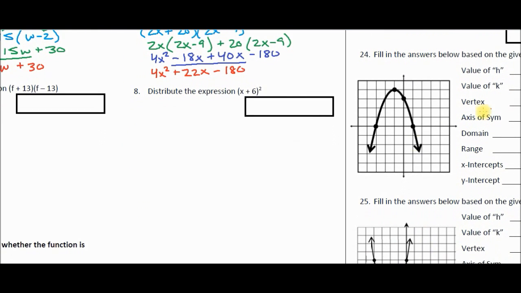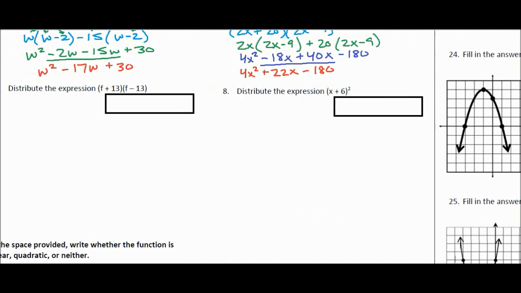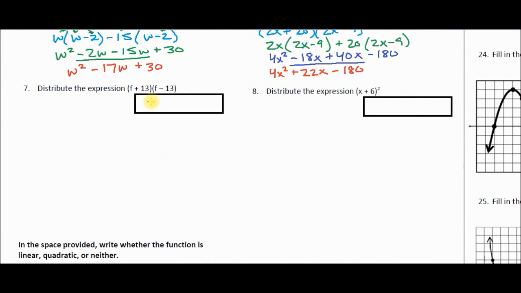Let's see if we can get through 7 and 8. Distribute the expression (f plus 13)(f minus 13). This is a special case of binomials, because, as we learned in class, the middle term is going to drop out. But let's go ahead and just do the complete multiplication so we see what's going to happen here. This is f plus 13 and f minus 13. We'll just follow our normal distribution and you'll see how it's going to work out.